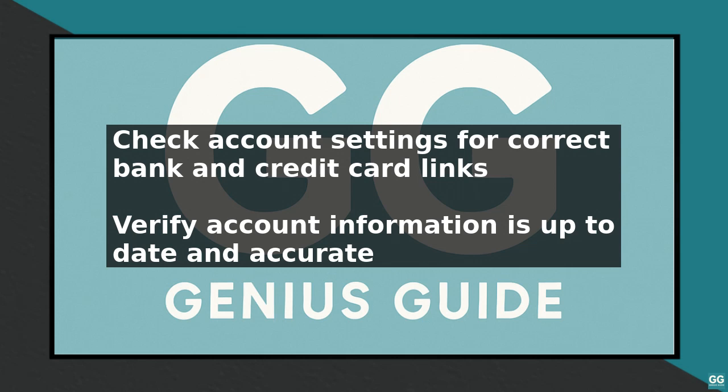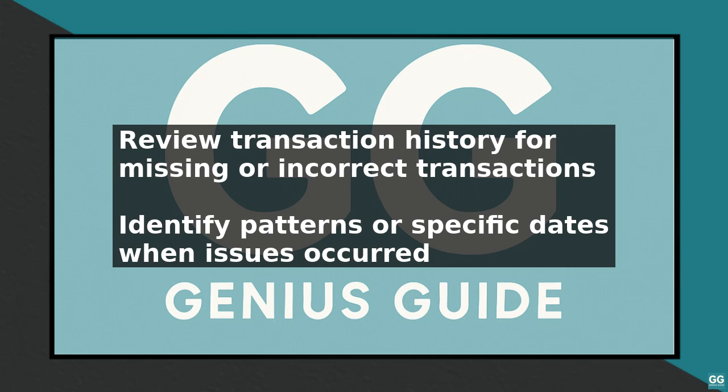Next, check for any notification from Rocket Money regarding issues with transaction tracking. If there are any problems, the system will often notify you via email or in-app alerts. Review your transaction history to identify any missing or incorrect transactions. Look for patterns or specific dates when the issues occurred.